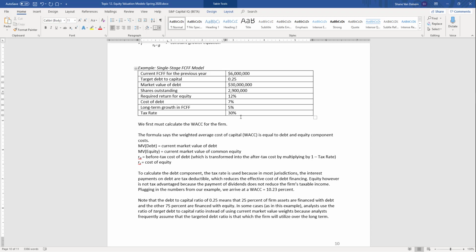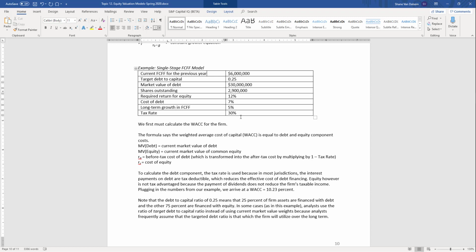And this is actually a big reason why companies oftentimes want to take out debt, because the required rate of return on debt is much lower in many cases than the required rate of return on equity, and that lowers the weighted average cost of capital for the firm by taking on debt. So plugging in the numbers from our example, and we're going to do that here in a minute, we arrive at a weighted average cost of capital of 10.23%.